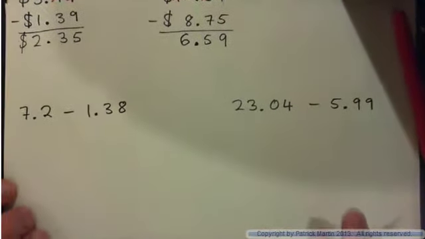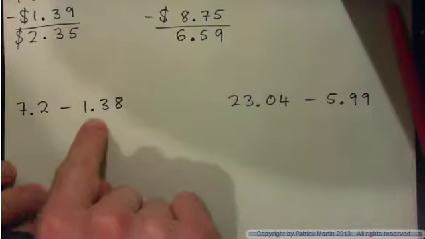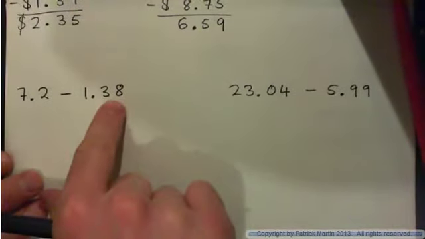Okay, so see what happens when you do this. 7.2 subtract 1.38. How are you going to line this guy up?